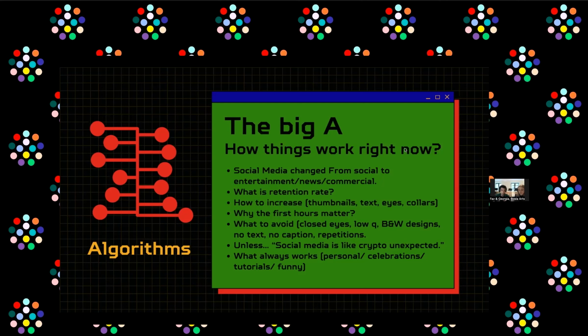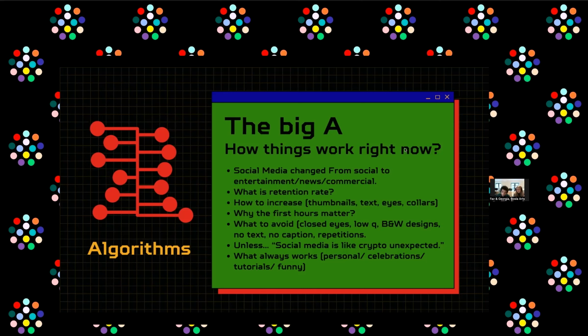Repetitions as well. If you posted something and then you posted it again, or a design that really looks the same, it's not going to perform like the first one, because people immediately think, oh, I've seen this before, so they scroll faster on it, less retention rate, less reach. Unless, and this is a rule in social media, there's the unless rule, because social media is like crypto, it's unexpected. There's always something that will surprise you. It could be a black and white design that will work, or a video with closed eyes that will work. So there's always that exception, but these are just rules of thumb.